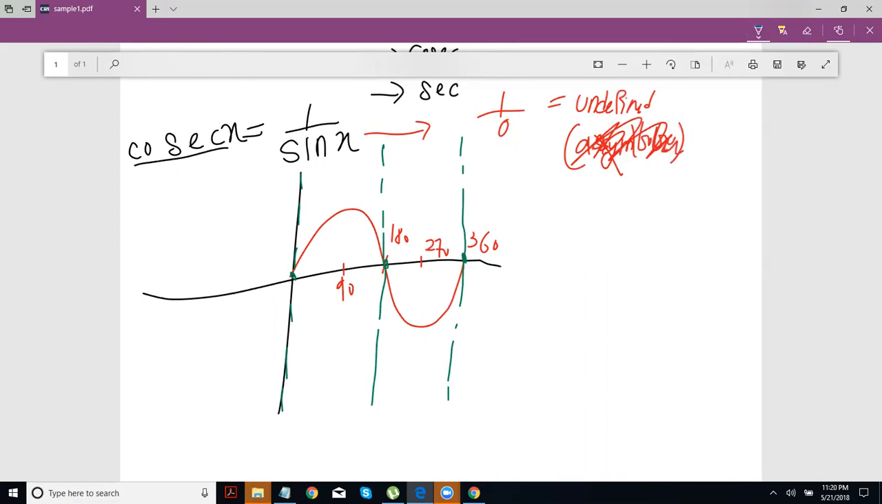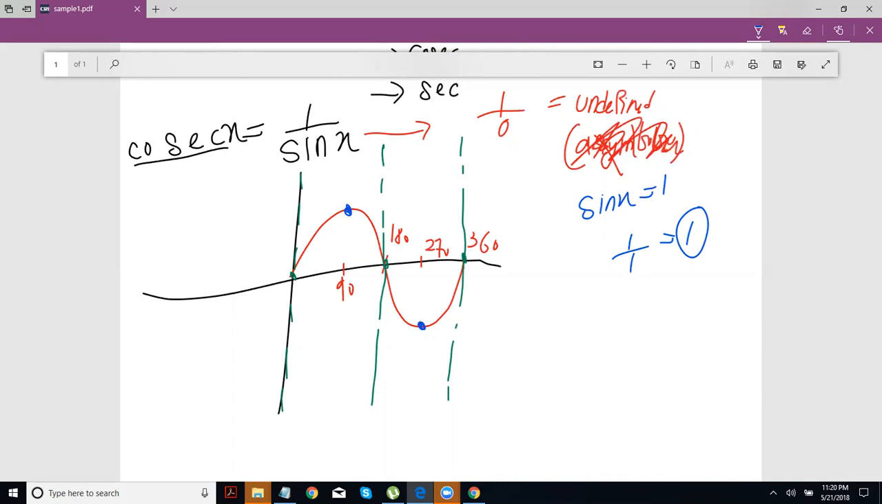Now, where sine of x is 1, because if you think about it, if sine of x is 1, then 1 upon 1 is just 1. So if sine of x is 1, then cosec will also be 1. It will coincide there. So that happens here.